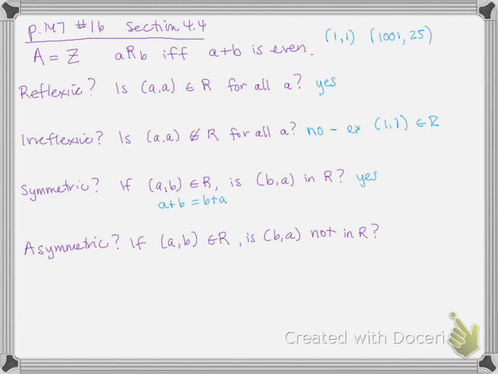So asymmetric would mean if (a, b) is in R, then (b, a) is not. So that's not possible, and then you can give an example. So for example, (2, 6) is in the relation, and (6, 2) is also in the relation. So because they are both in the relation, it is not asymmetric.